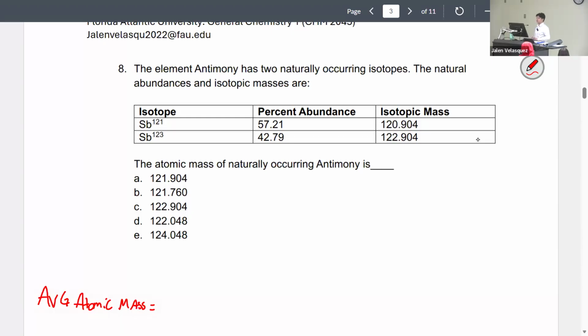Right, so who can remind me what the formula is to calculate average atomic mass? Yeah, perfect. So remember the formula we learned in chapter 2 is the percent abundance divided by 100 times the isotopic mass, plus percent abundance over 100 times isotopic mass. And you do that for each isotope that you have, right? So if you've got 5 isotopes, you've got to do that percent abundance times mass 5 times. Here, you only have 2 isotopes, so we've only got to do it twice, right?